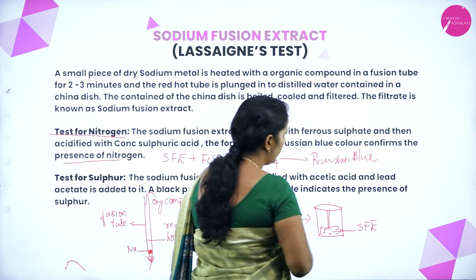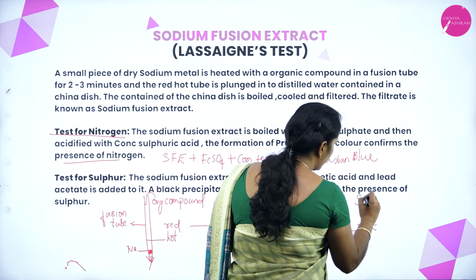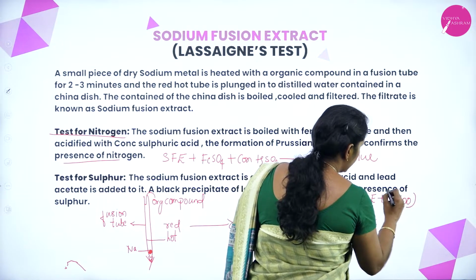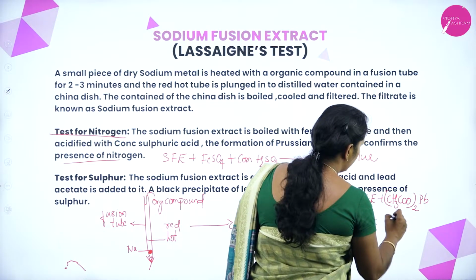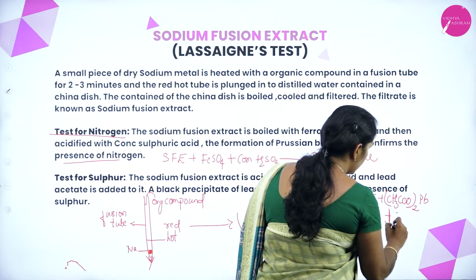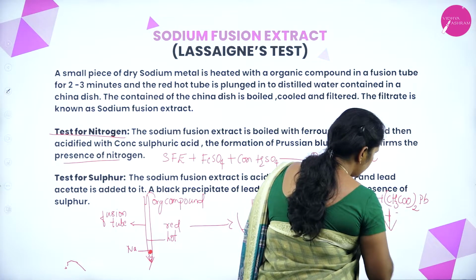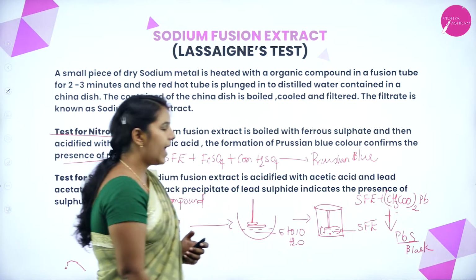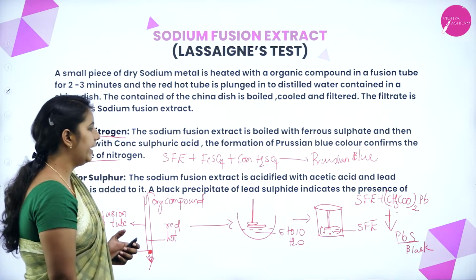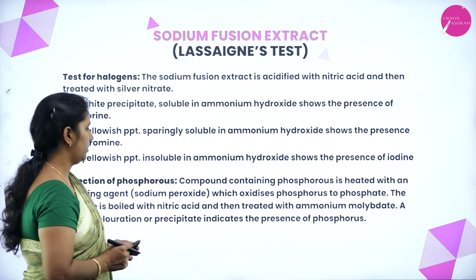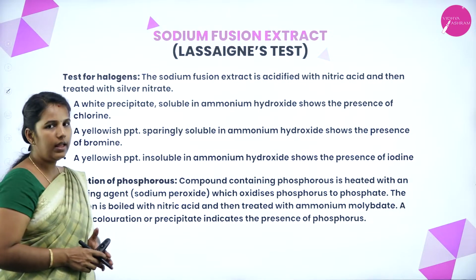So, how will the reaction look? Here you take the sodium fusion extract and add acetic acid and lead acetate. So, the formation of lead sulfide, a black color precipitate. The formation of the black color precipitate is due to the lead sulfide, which indicates that your organic compound contains sulfur.